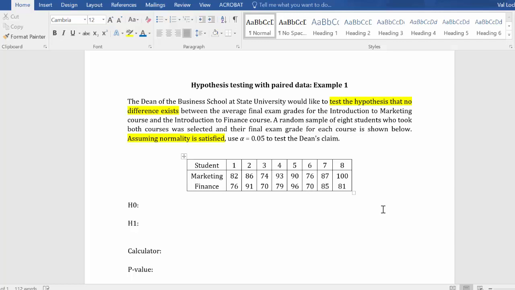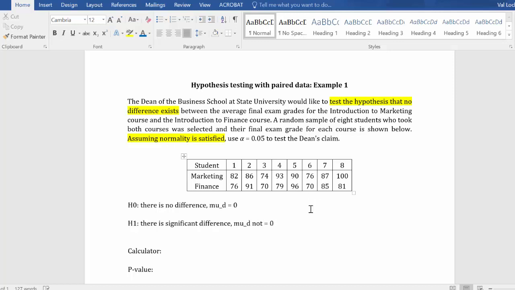So our goal is to see if there is a significant difference between the final grades on average. The null hypothesis will say there is no difference. In plain language, that's what it says. In mathematical terms, it would be mu subscript d for difference is equal to 0. And then the alternative hypothesis will say yes, there is a significant difference, right? So that would mean mu subscript d is not equal to 0.